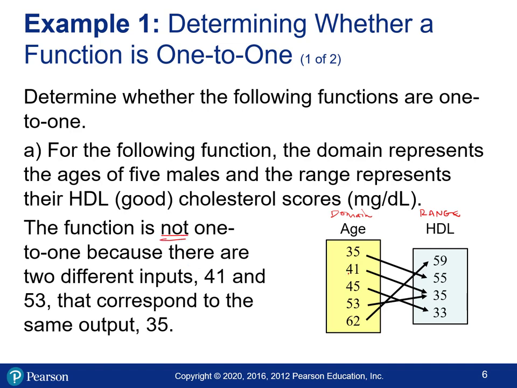If you notice, this person was age 41 and had a cholesterol of 35, and the person with age 53 had the same cholesterol score. And so this is not a one-to-one function. Each input didn't correspond to exactly one output.